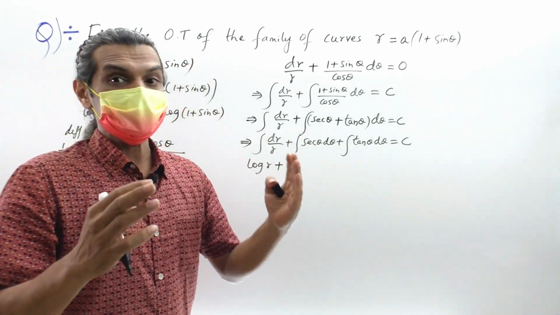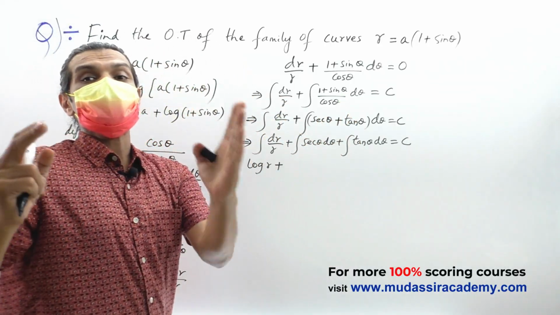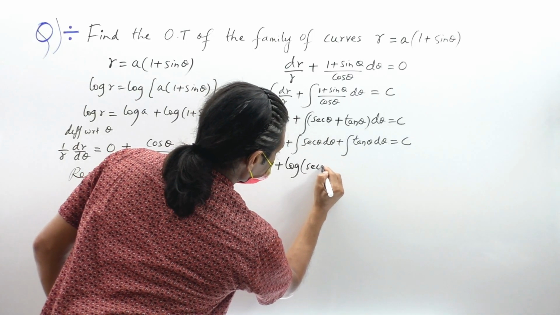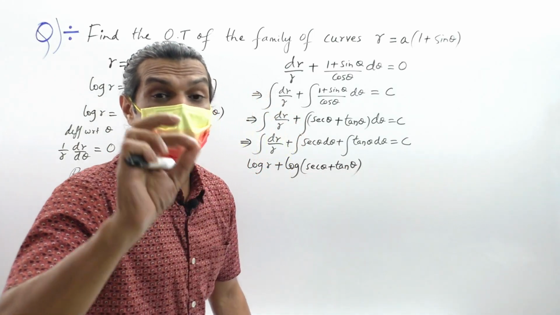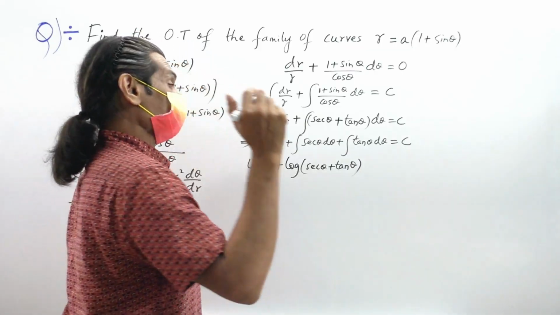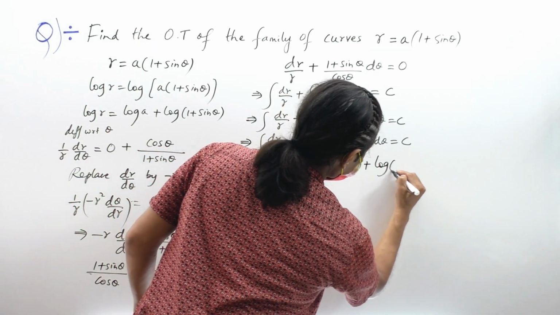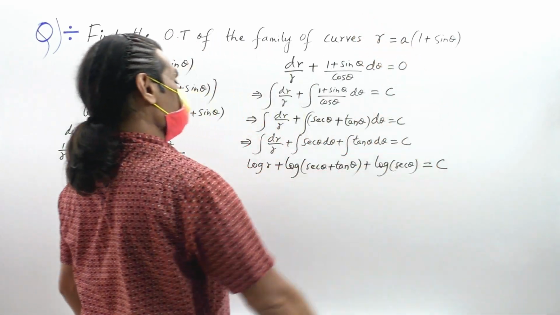You need not memorize it. Those things will be imprinted in your minds. Again, integration of secant theta is what? Log of secant theta plus tan theta, and integration of tan theta is log of secant theta, and that is equal to c.